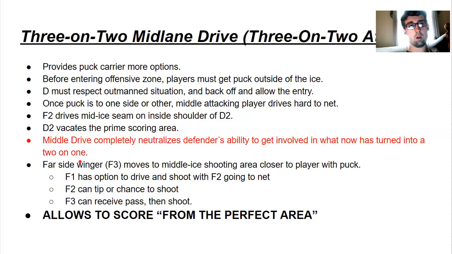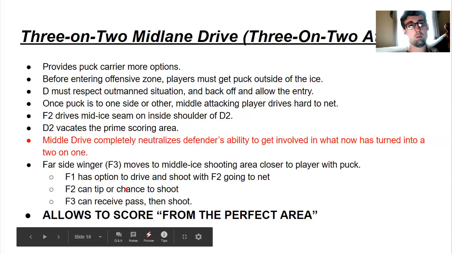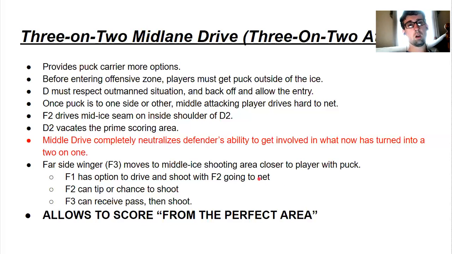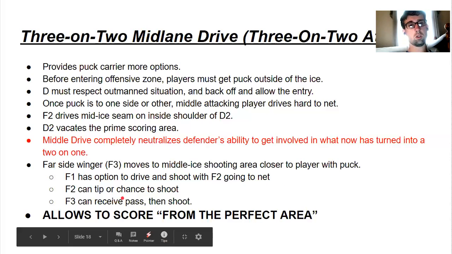The far side winger, forward 3, moves to the middle ice shooting area closer to the player with the puck. Forward 1 has the option to drive and shoot with forward 2 going to the net. Forward 2 can tip or have a chance to shoot. Forward 3 can receive a pass then shoot. This allows scoring from the perfect area.